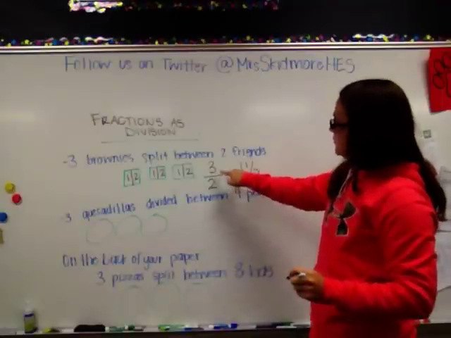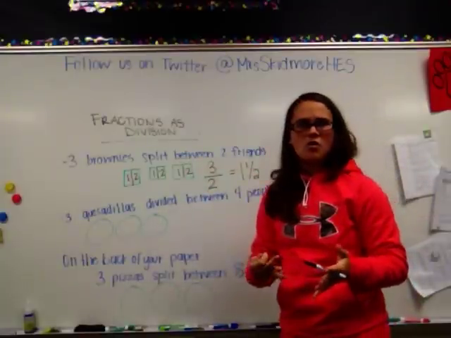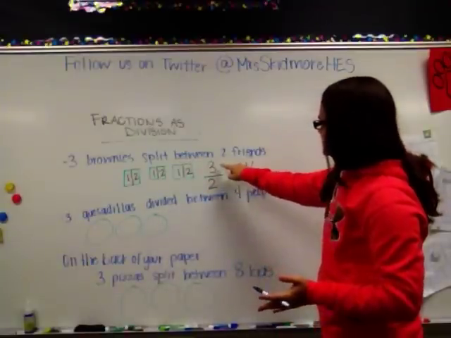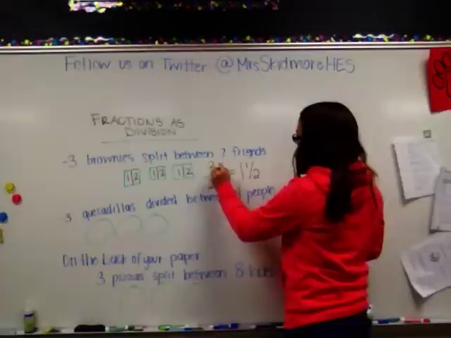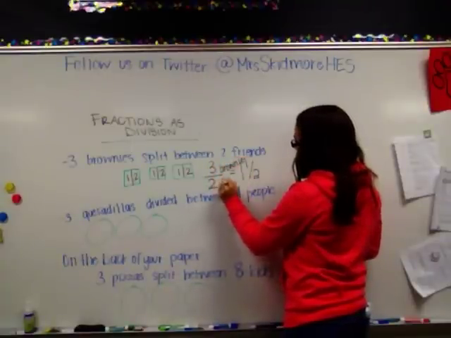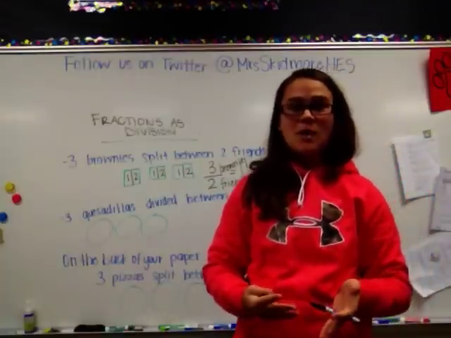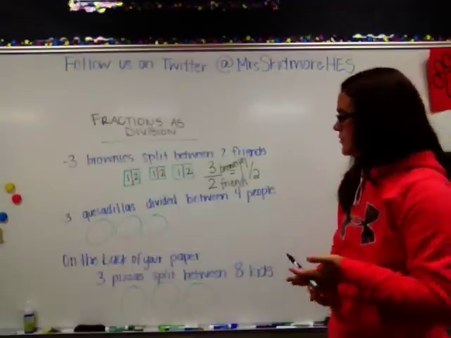But I want you to look. We've got 3 and 2. Those are the same numbers we had in our problem. Okay? So we've got 3 brownies and 2 friends. Our answer is right there in our problem. We don't even really have to solve anything for this.